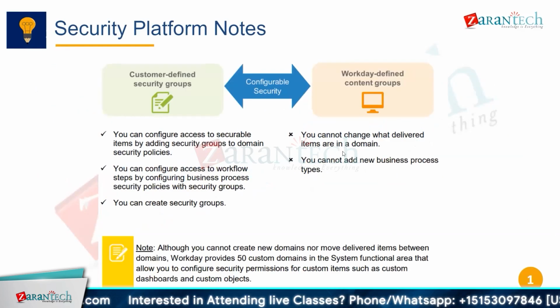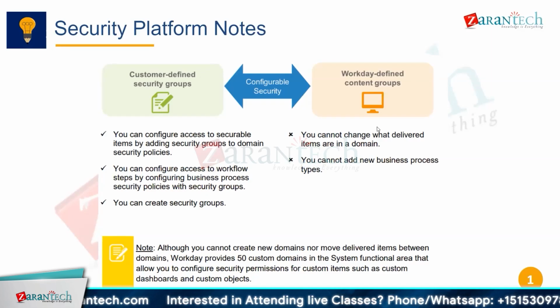So your configurable security is either customer-defined security groups or Workday-defined content groups. In your customer-defined security groups, you can configure access to securable items by adding security groups to domain security policies. You can configure access to workflow steps by configuring business process security policies with security groups. You can create your own security groups.